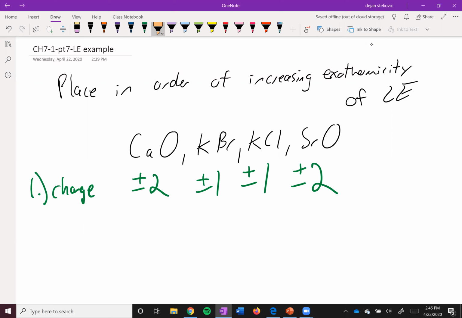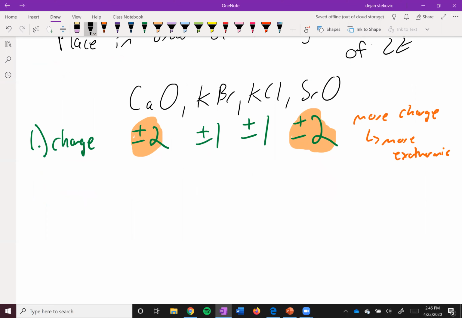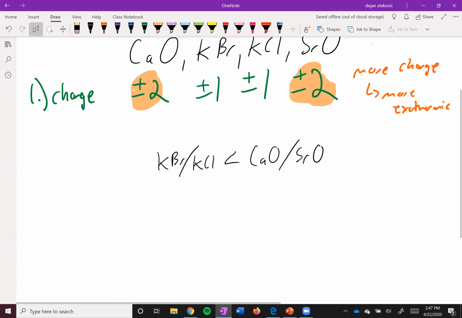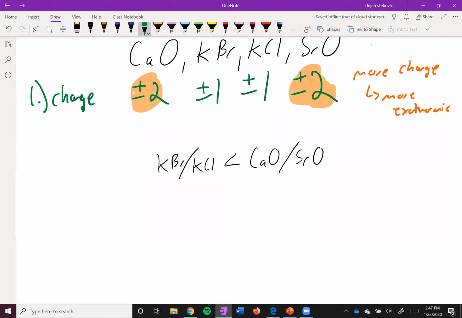So there's some clear differences, right? One set is plus minus 2. One set is plus minus 1. And remember, we said more charge, more exothermic. So we can say from that this potassium bromide and this potassium chloride will have a less exothermic reaction than the calcium oxide and the strontium oxide, based on the more important factor, the charge.